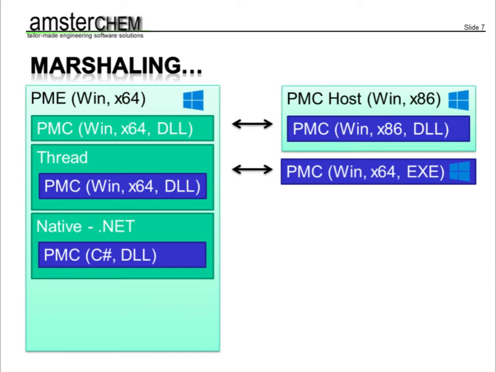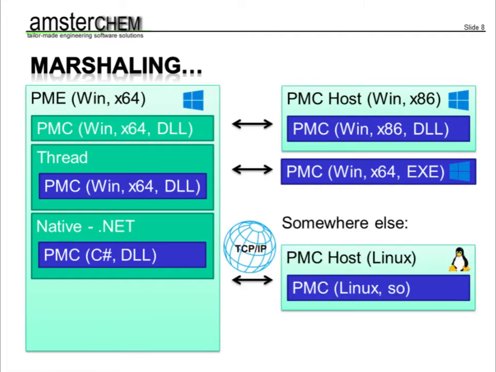Perhaps it's technically difficult or impossible to implement the PMC in a shared library, and in that case it could be implemented in its own executable, which then of course cannot run inside the PME executable, and again marshalling is needed. So far, we were assuming that the PME and the PMC run on the same computer to begin with, but we can also lift this restriction, and it might be useful for example for IP reasons or licensing reasons or technical reasons to run the PMC on a different computer altogether.